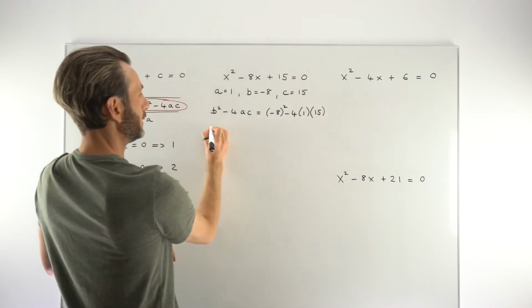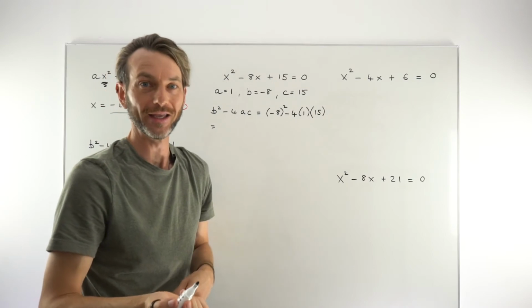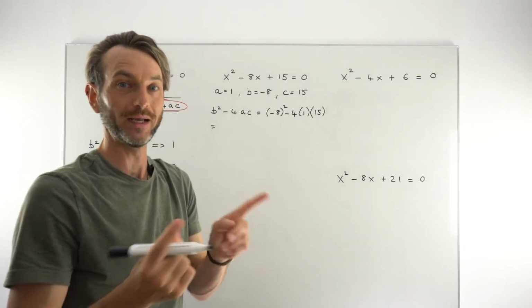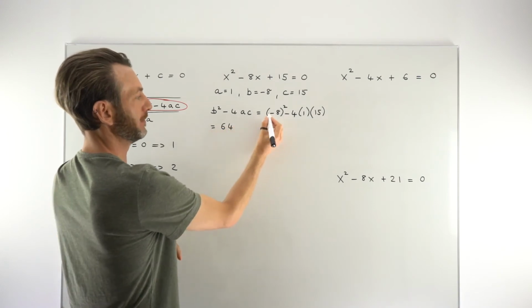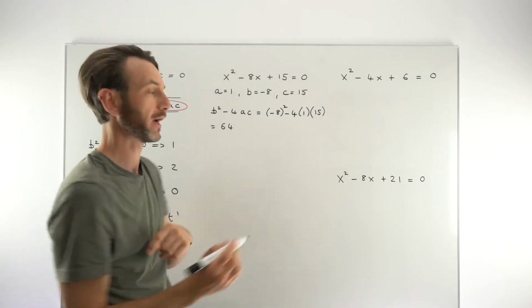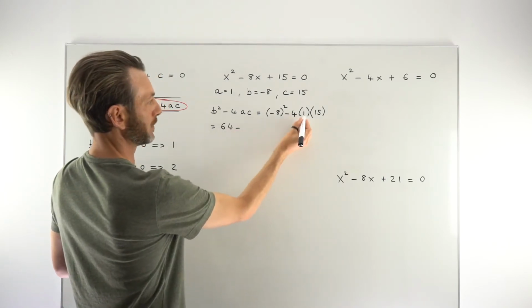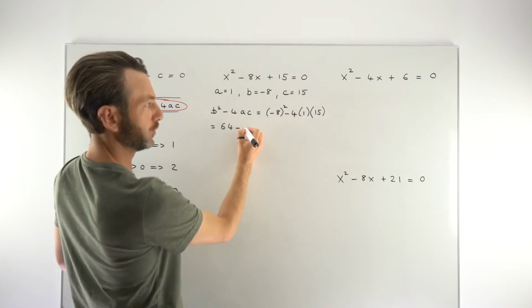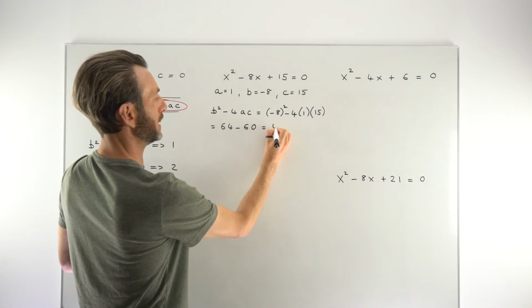Like this. So minus 8 all squared, and the reason for the bracket is because minus 8 all squared is minus 8 times minus 8, which is positive 64. If you don't put in the bracket, minus 8 with a squared on the 8 would be negative 64, but it should have a bracket. So this should always be positive. So 64 minus 4 times 1 times 15, which is 60, so that comes out to be 4.